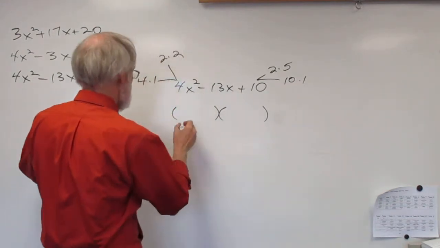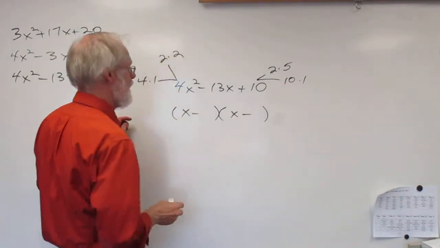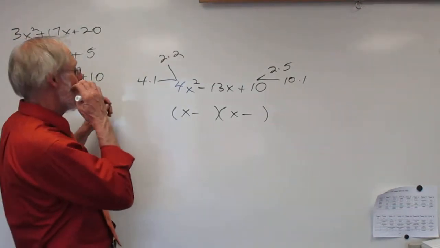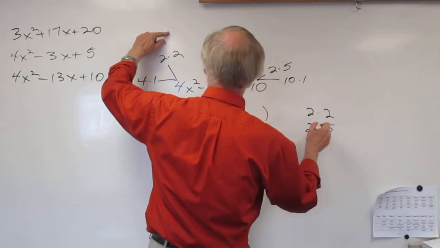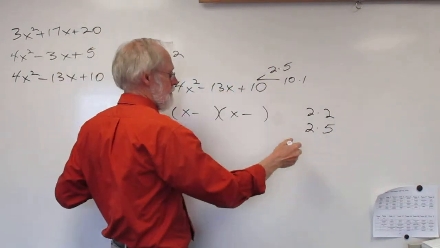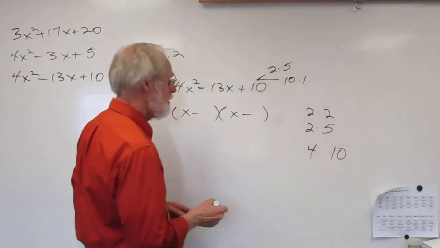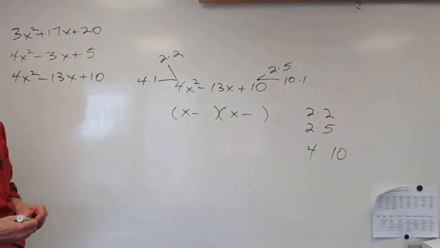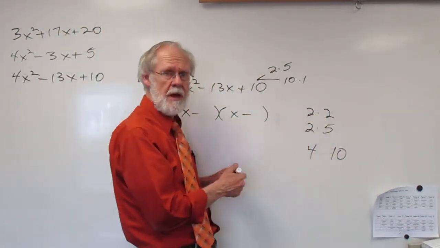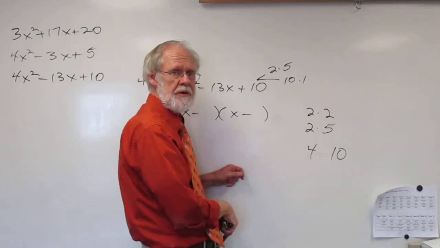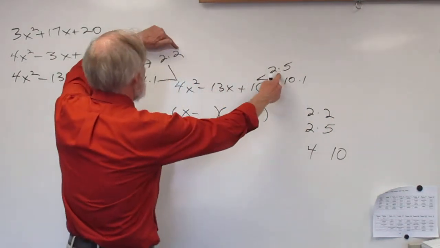All right? Now, I know I've got an x here and an x here, and I know I have to have a minus and a minus. Now, here's what I'm going to do. 2 times 2, 2 times 5. So I'm going to try this one with this one. 2 times 2 is 4, 5 times 2 is 10. 10 plus 4 is not 13. Didn't work. Flipping them around does no good because I just put a 2 in place of a 2. So I can eliminate that as a possibility.